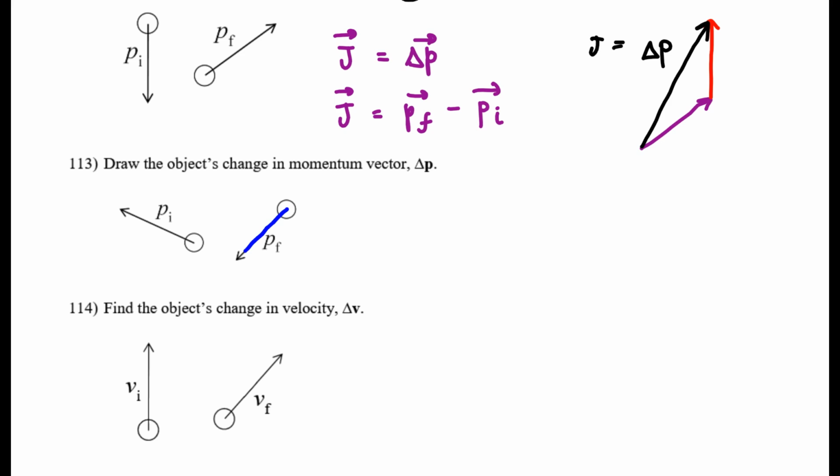Okay, here we go. Here are some more. The change in momentum is final minus initial or plus negative initial. And if I add final here with negative initial, what does that look like? Looks like it would kind of point off to the side, tail to tail, tip to tip. There's delta p.